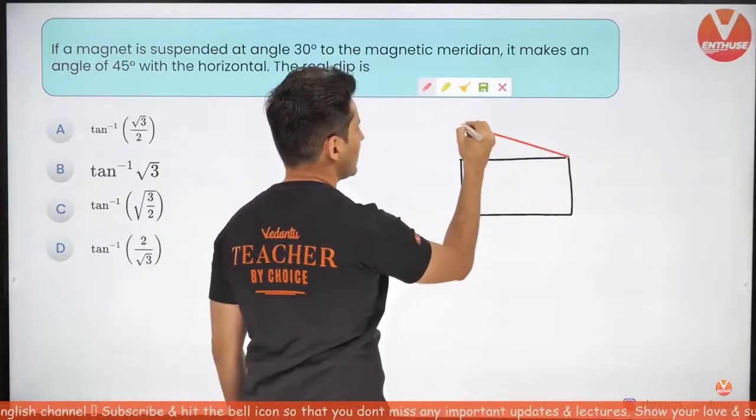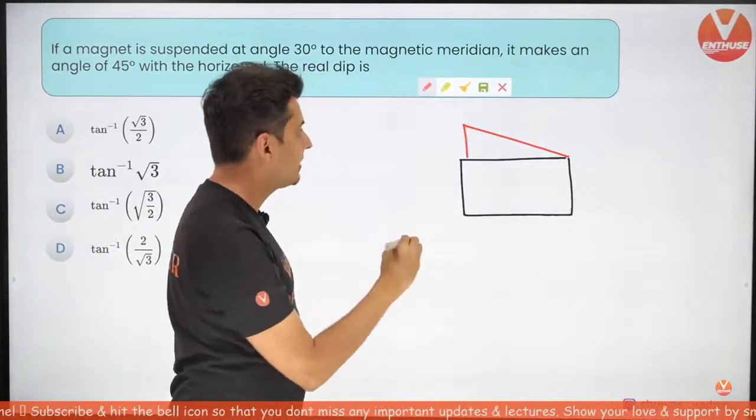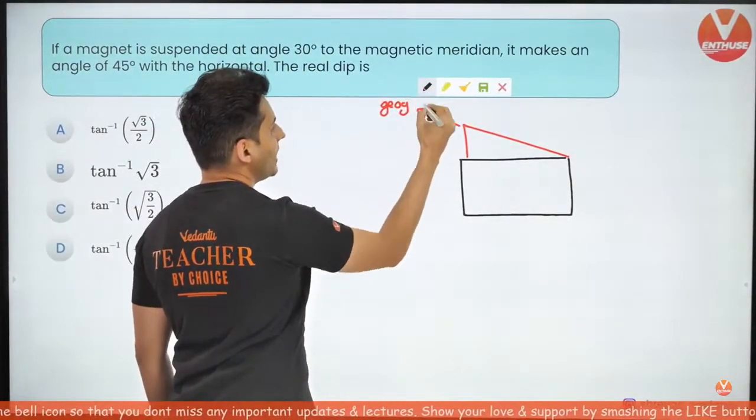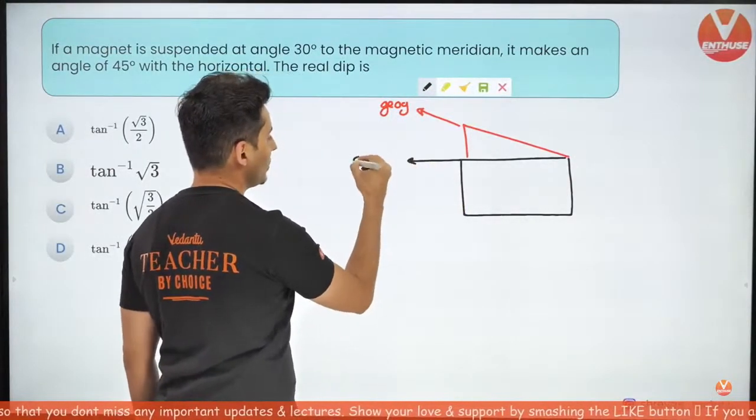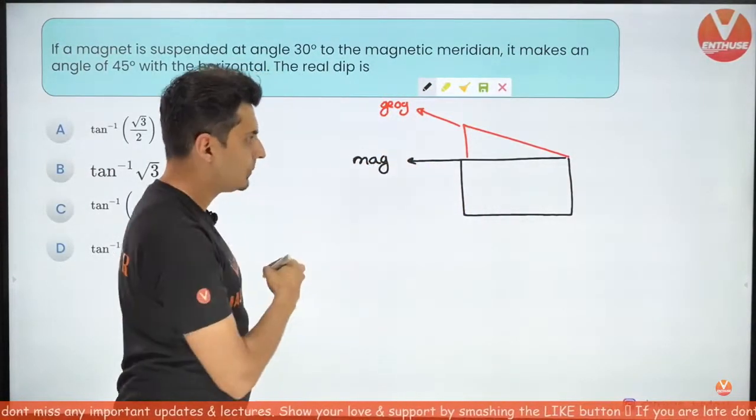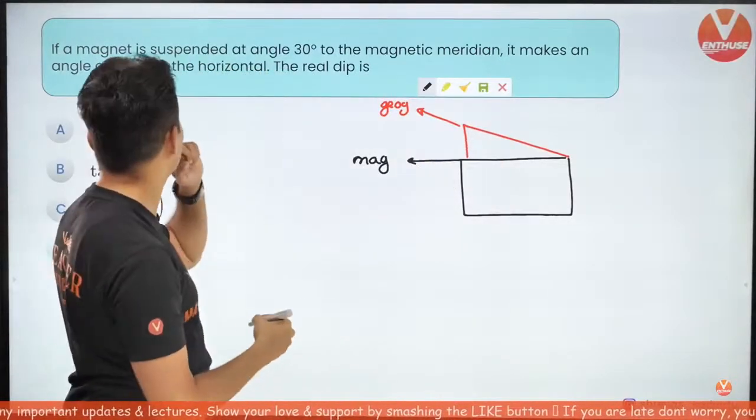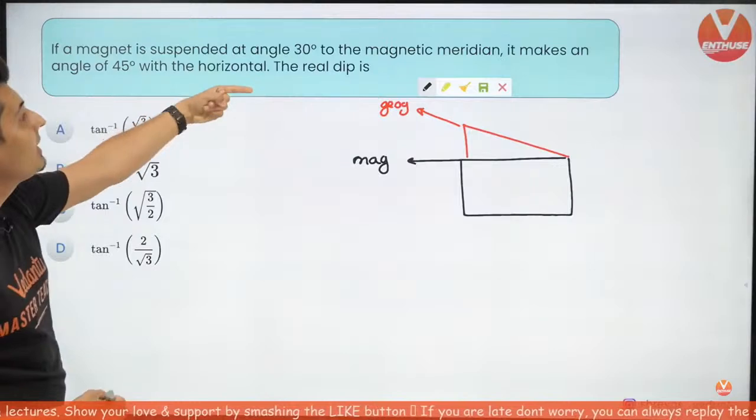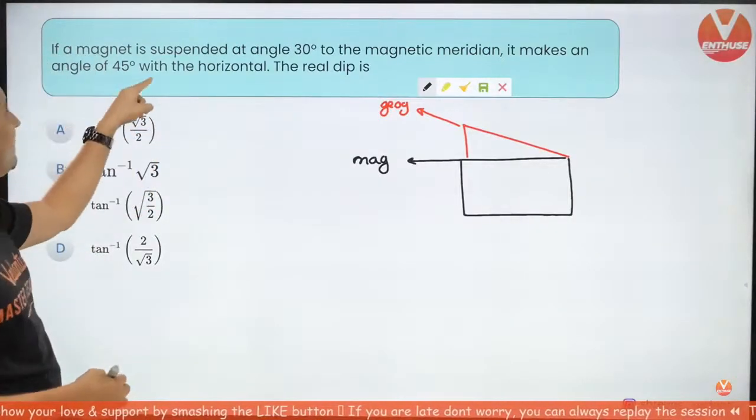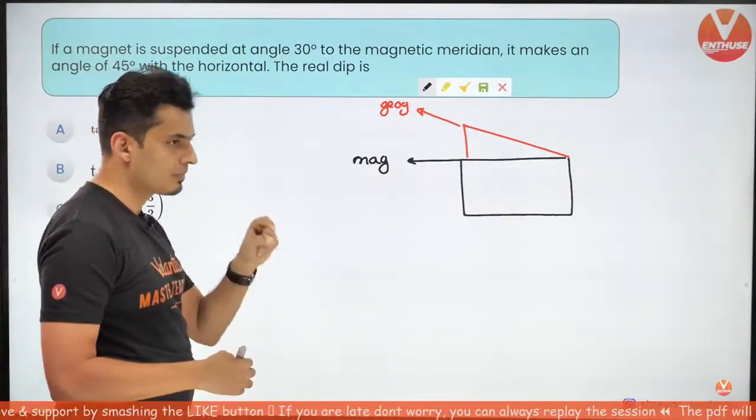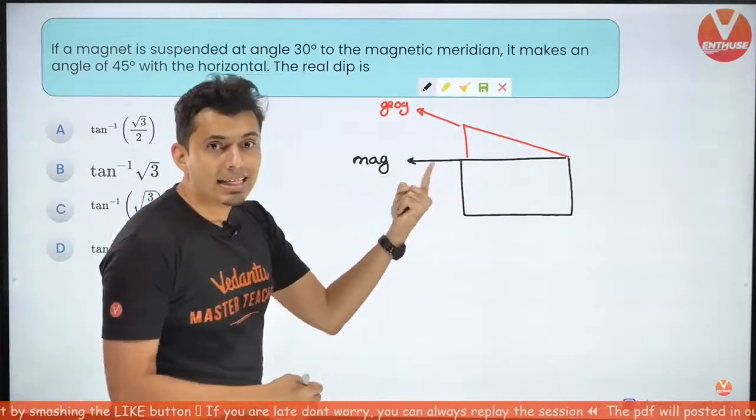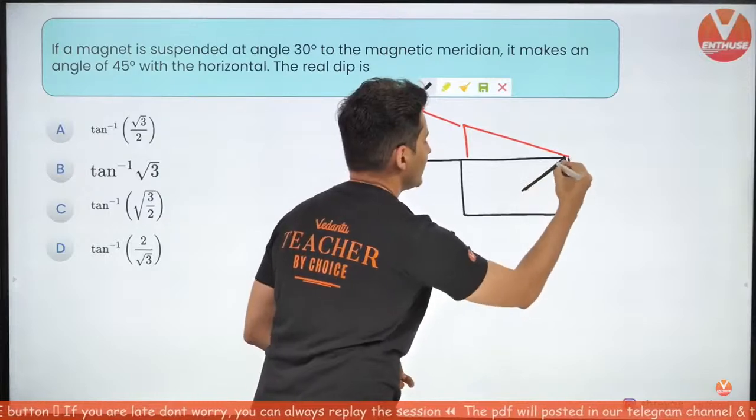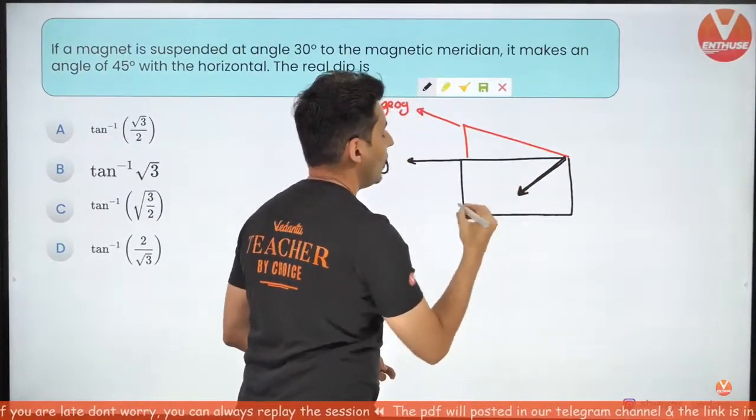Then this is your geographical plane. That means here if you go to the geographical pole, and if you go in this direction, you go to the magnetic pole. There is an angle between them. The magnet is suspended at an angle of 30 degrees to the magnetic meridian, and it makes 45 degrees with the horizontal. Very interesting. So the needle is making 45 degrees with the horizontal.